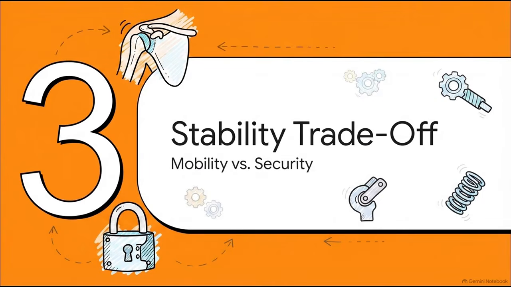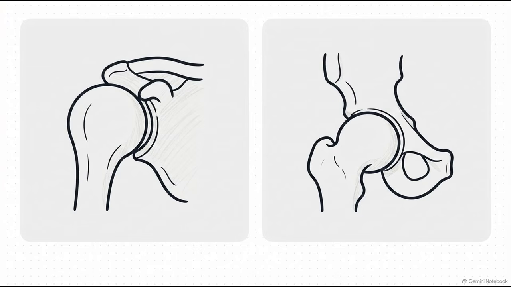Okay, part 3. This is where it gets really fascinating. The stability trade-off, mobility versus security. Your body is basically a masterclass in compromise. It's constantly balancing your freedom to move against your need for structural security. Just look at the ultimate trade-off between your shoulder and your hip.